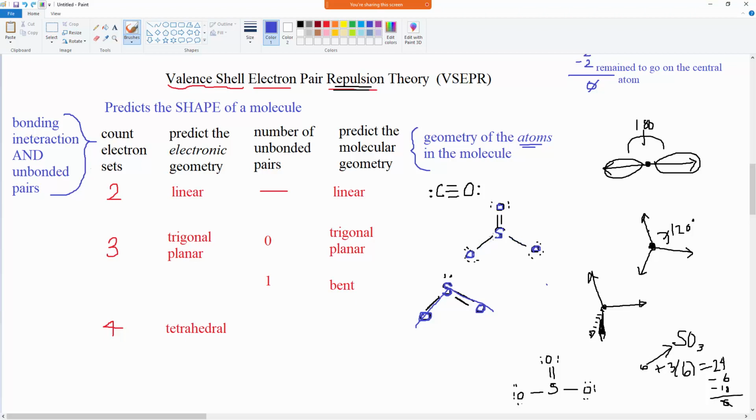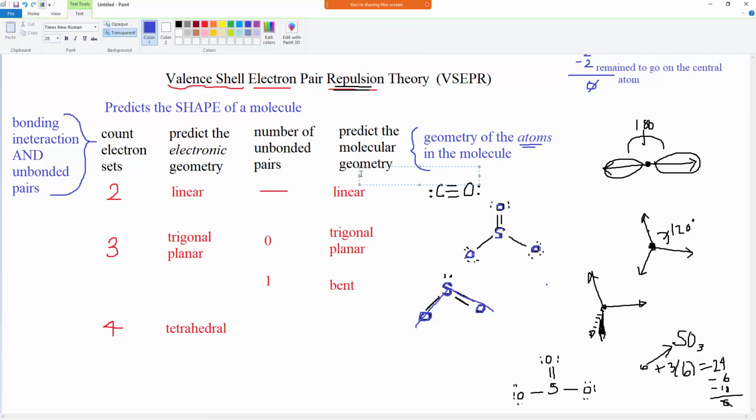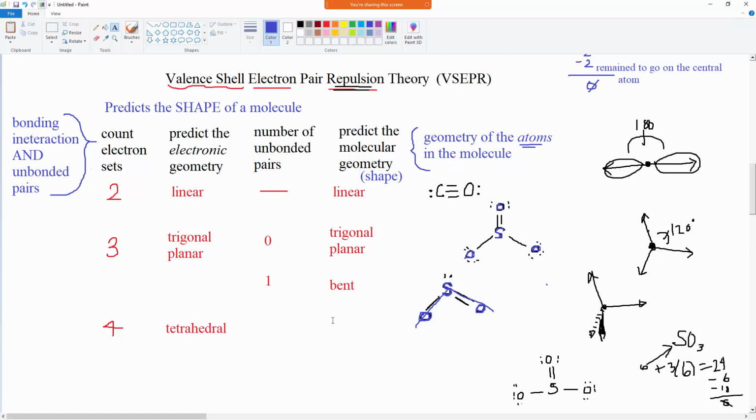They're the same because every electron set terminates in an atom. So that's the difference between SO3 and SO2, where one of them is trigonal planar, one of them is bent in terms of molecular geometry. Also, if somebody asks you what the shape of a molecule is, they're talking about the molecular geometry and not the electronic. Is everybody with me here so far?